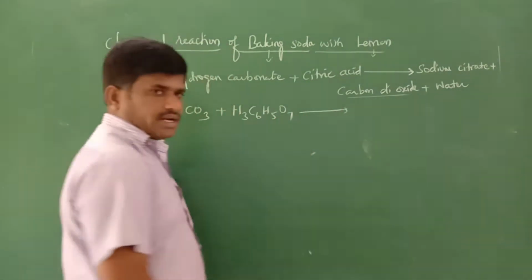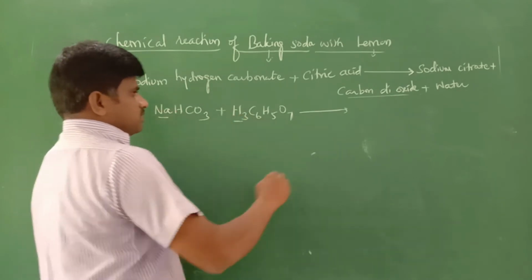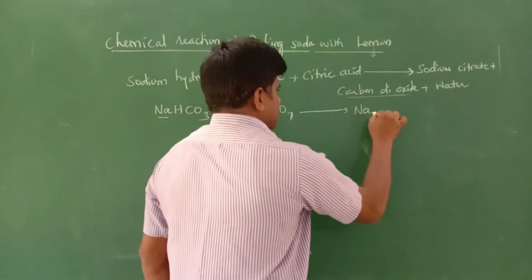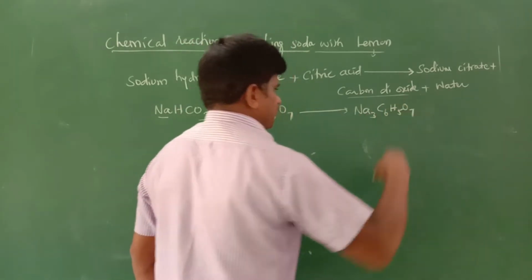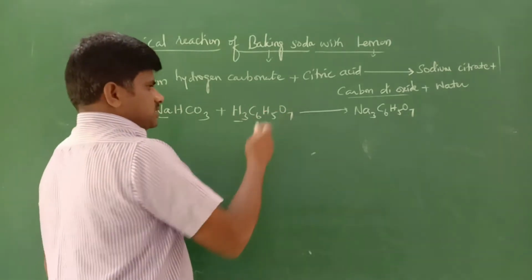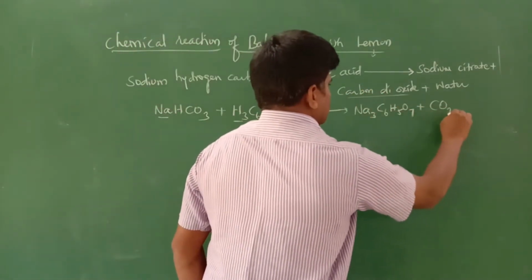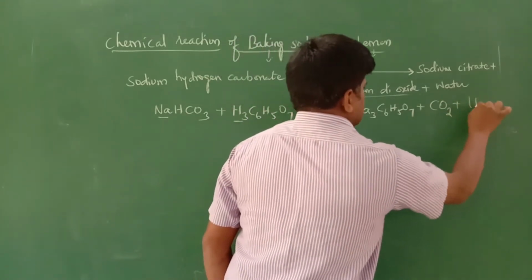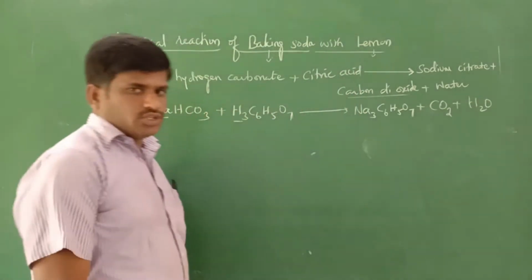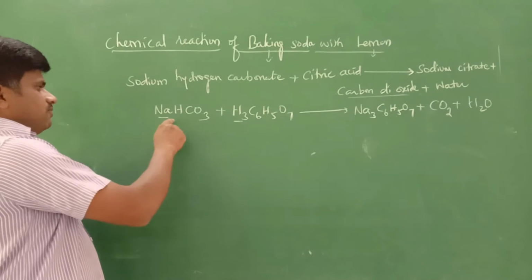Then sodium citrate, nothing special here. Instead of 3 hydrogen, it is replaced by sodium. That is Na3C6H5O7. What is Na3C6H5O7? So the remaining is carbon dioxide. You know the formula of carbon dioxide is CO2. The formula of water is H2O. This is the equation form of these reactions.